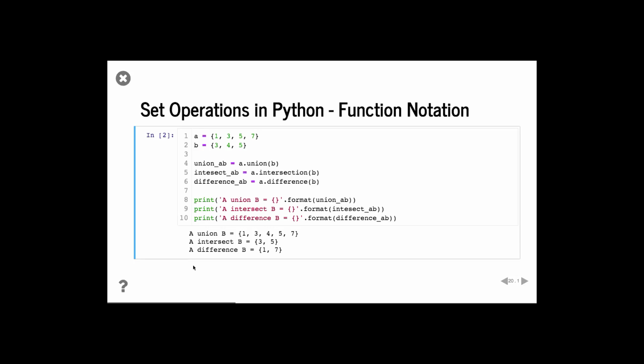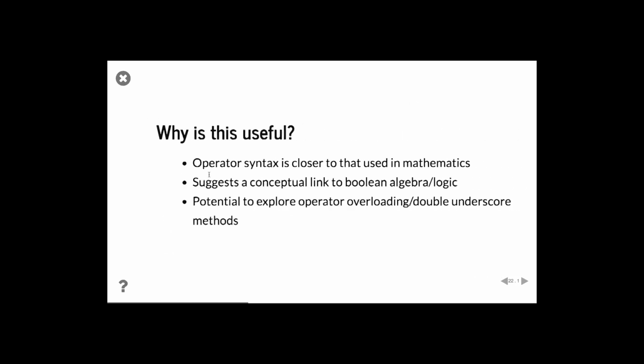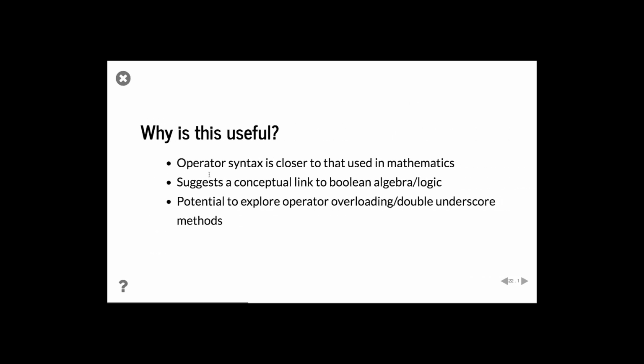But Python also gives us another way that we can do this, using what's called the operator notation, where we replace those functions with single character operators. For union, we have the vertical bar character, intersection has an ampersand, and difference is subtraction. At first glance, you might think that this is actually less readable. It's not as clear what's going on here. But this is still useful to know, because this operator syntax is actually closer to what we're going to be doing in mathematics. In maths, we're used to this idea of having two objects with an operator in the middle of them.